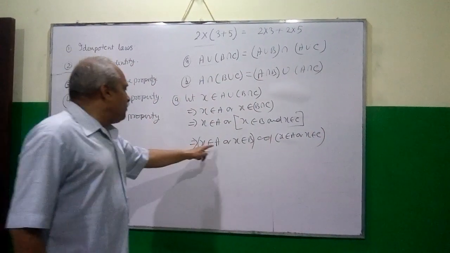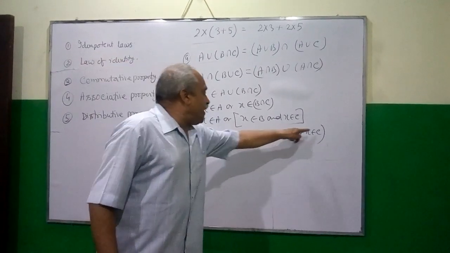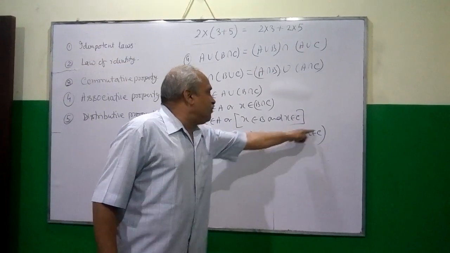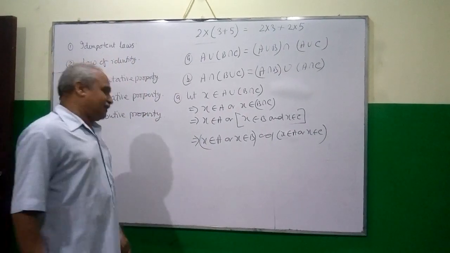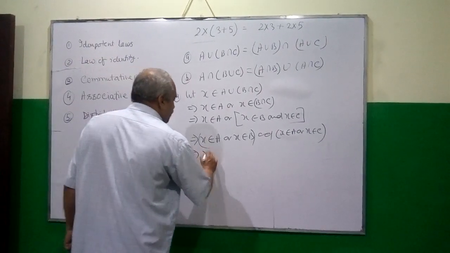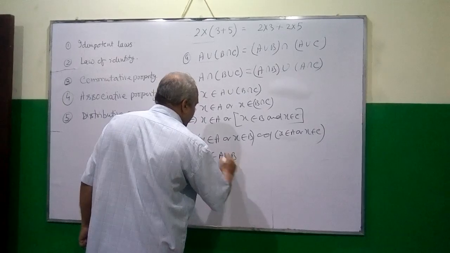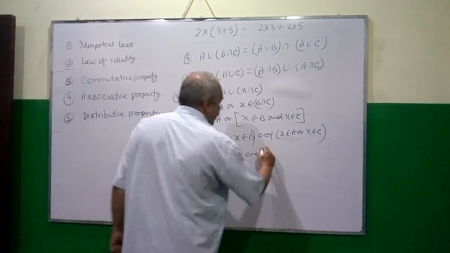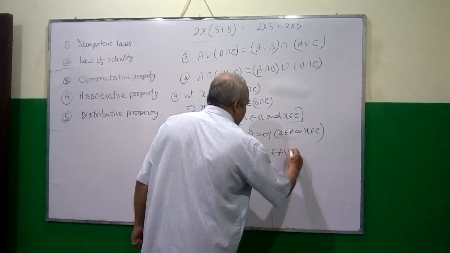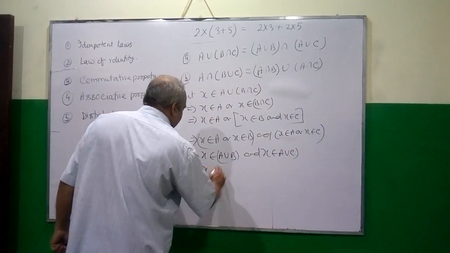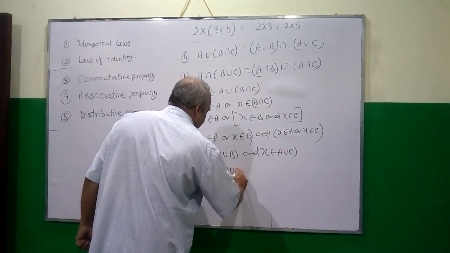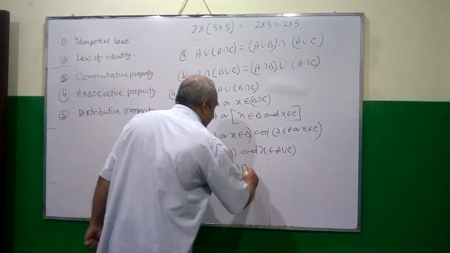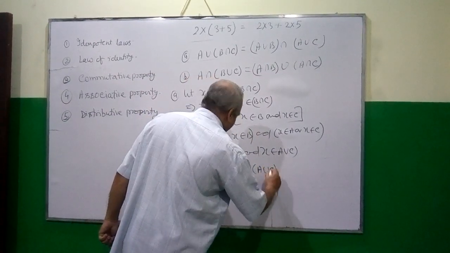You can see here x belongs to A or B, and x belongs to A or C. x belongs to both B and C. This implies x belongs to A union B and x belongs to A union C. This implies x belongs to (A union B) intersection (A union C).